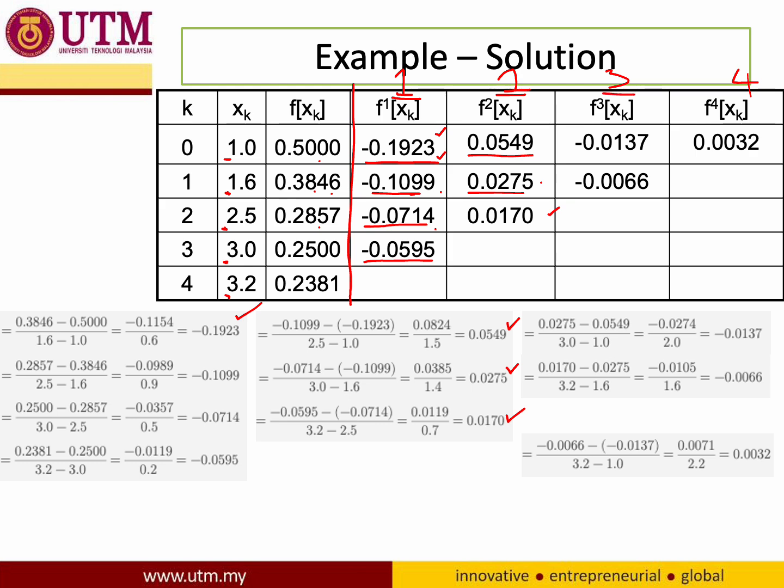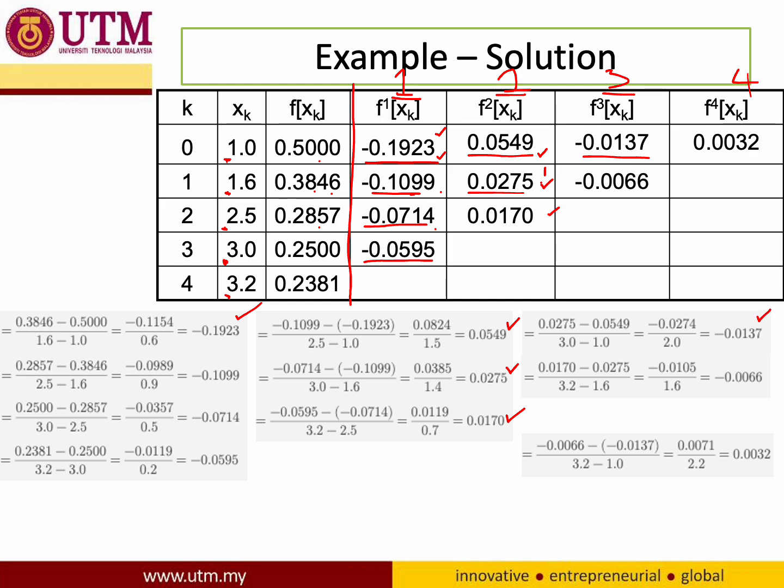Let's look at the third column you need to find. So you use what you found, as usual, in your second column: 0.0549 and 0.0275. So this one minus 0.0549 divided by, now because it's column 3, 3.0 minus 1.0. Then you get the value here, and this is the calculation you can refer to.